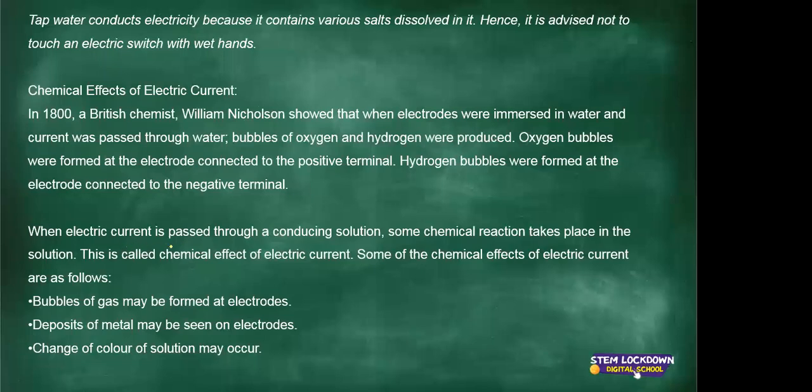Okay, when electric current is passed through a conducting solution, some chemical reactions take place in the solution, and this is called a chemical effect of electric current. Some of the chemical effects of the electric current are bubbles of gas, which can be formed on the electrode. Then we had metal deposits, which we saw on the other electrode, and the color changed in the solution. Okay, so there was a color change in the solution.